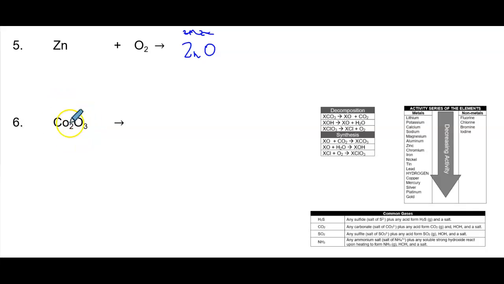Here I have just one thing before the arrow, so it's one of these special decomps or just the elements breaking apart. It is not any of these, so then it's just cobalt plus oxygen. But remember, they're by themselves. I got to think about Brinkelhoff, yes or no. Cobalt is not Brinkelhoff, oxygen is O2. Please balance.